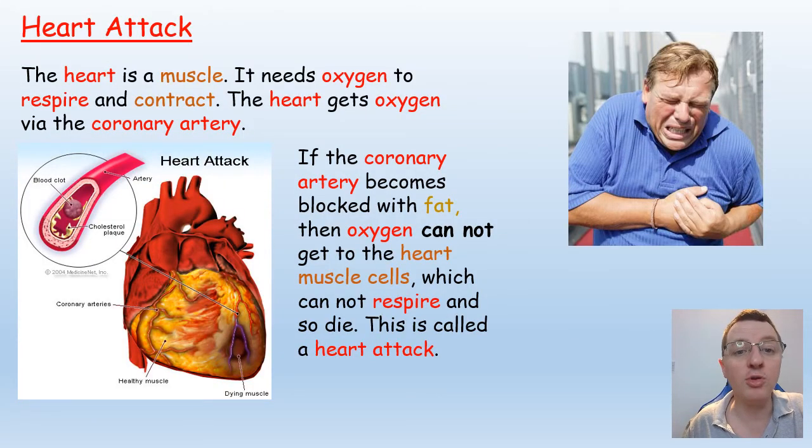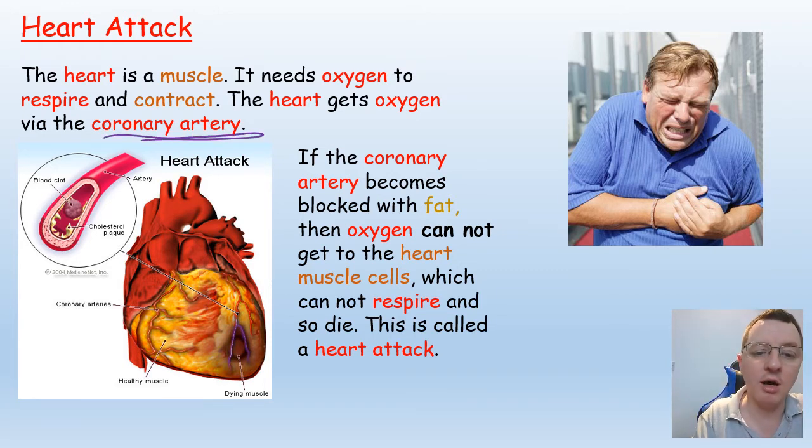The heart is a muscle and it needs oxygen to respire and contract, and the heart gets the oxygen from the coronary artery. This is an artery that's wrapped around the outside of the heart. It branches straight off from the aorta. You can see it here, bringing blood and the oxygen that's carried in that blood to all the muscle cells and the muscle tissues of the heart so that they can respire, release energy and use that energy to contract and pump the blood.